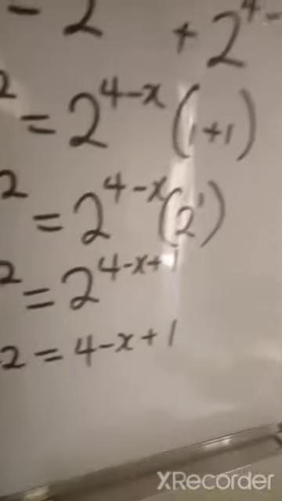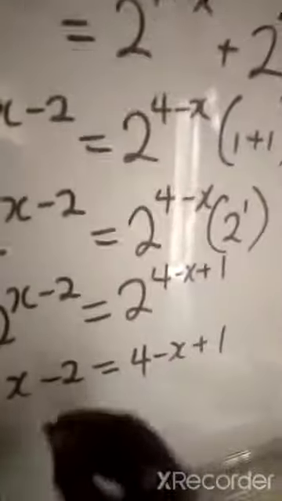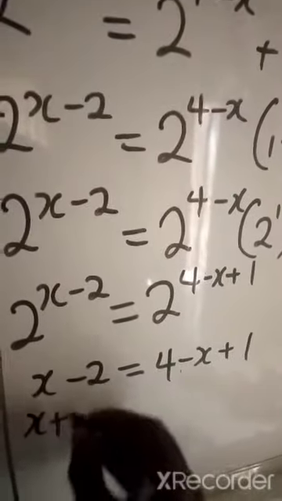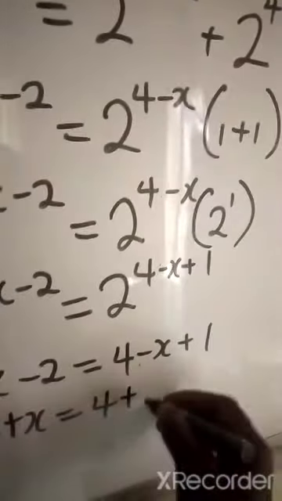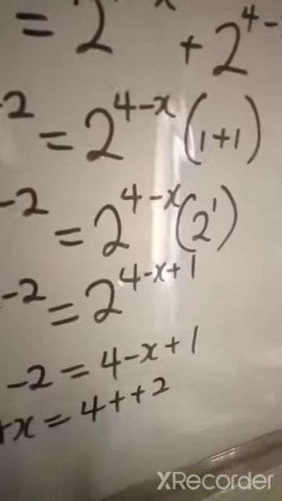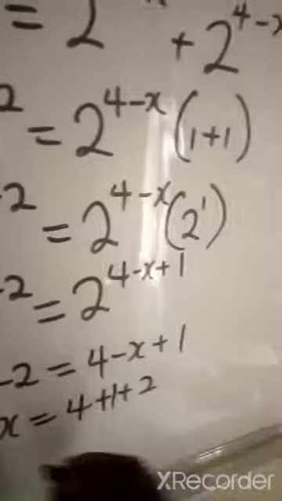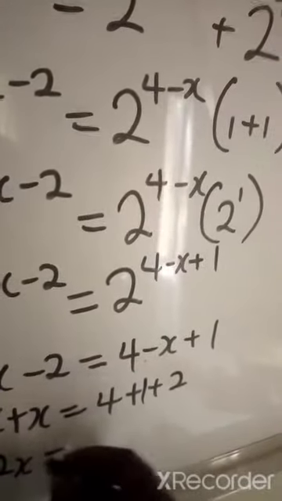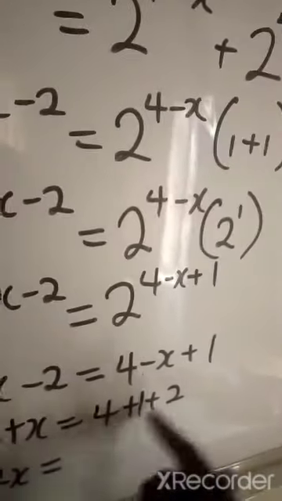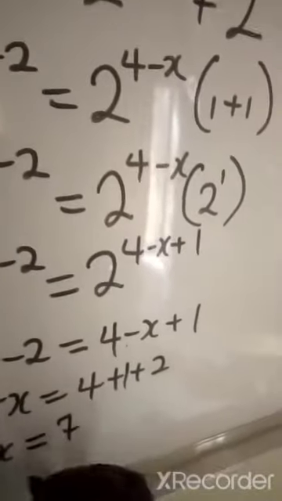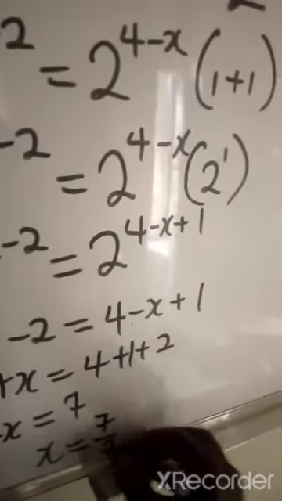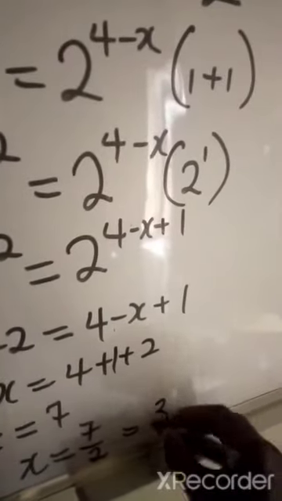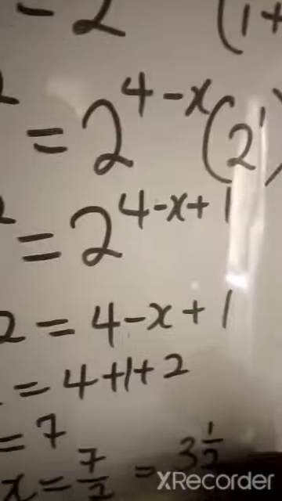So now we collect the like terms and bring this x here to become x plus x. Then send this out to become 4 plus 1 plus 2. And this will give us 2x is equal to 4 plus 1, 5, plus 2, 7. So x will be equal to 7 over 2. That is 3 whole number 1 over 2. And that is our answer.